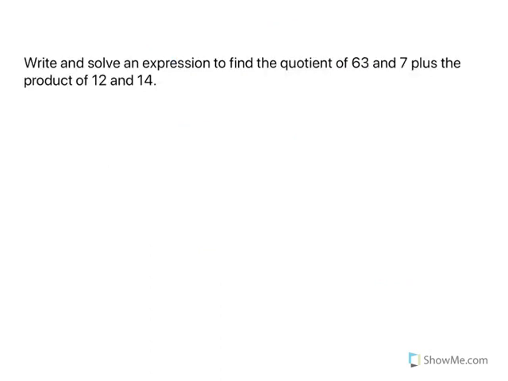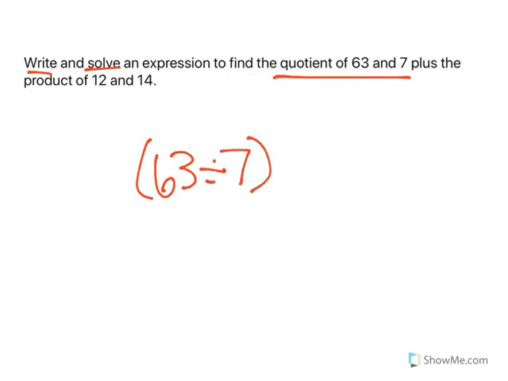This one says to write and solve an expression to find the quotient of 63 and 7 plus the product of 12 and 14. So let's go ahead and break this down. They want us to write an expression. So let's go ahead and figure out what operations we need to do. Oh, and they also ask us to write and solve it, not just write it. So it says the quotient of 63 and 7. When I see that word quotient, we know that a quotient is the answer to a division problem. So we know it's going to be 63 divided by 7.